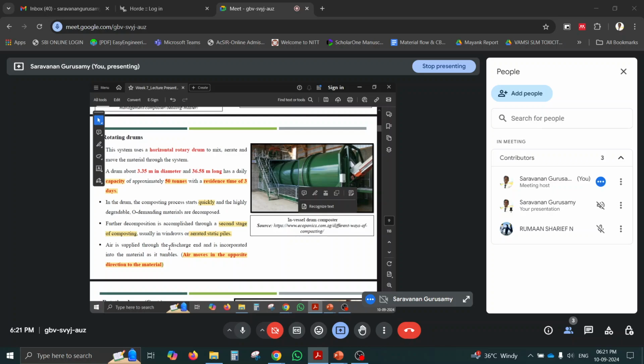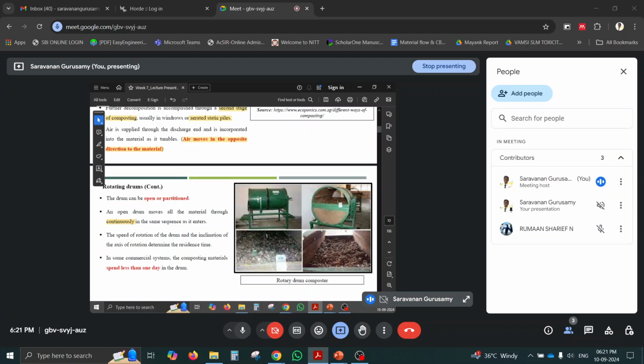Okay, and then the air supply you can do in the opposite direction. Whenever the feed is coming through this way, the air supply will be from the opposite direction. If it is coming in the vertical direction from top to bottom, then the air supply will be from bottom to top. Then only the mixing will happen properly. Okay.